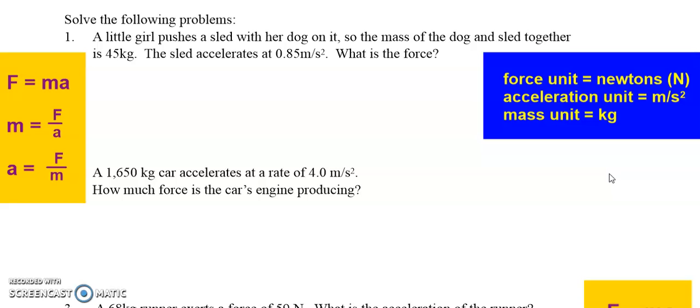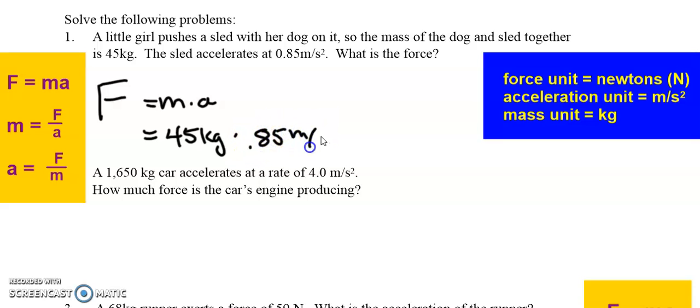Okay, so we've got a little girl that pushes a sled with her dog on it. The mass of the dog and the sled together is 45 kilograms. The sled accelerates at 0.85 meters per second squared. What is the force? Since it's looking for force, we will take the force equals formula here. Force equals mass times acceleration. Our mass is right here, so we've got equals 45 kilograms times the 0.85 meters per second squared.